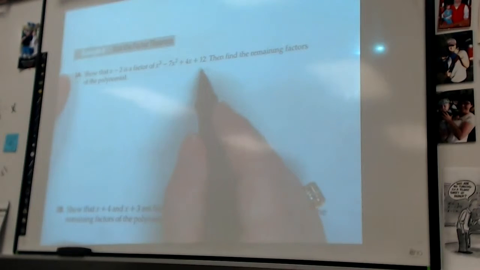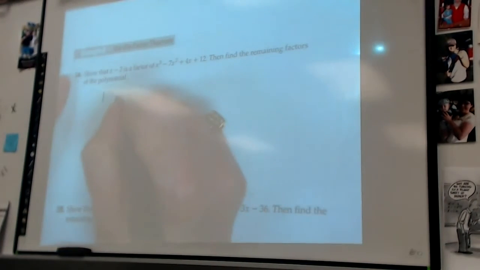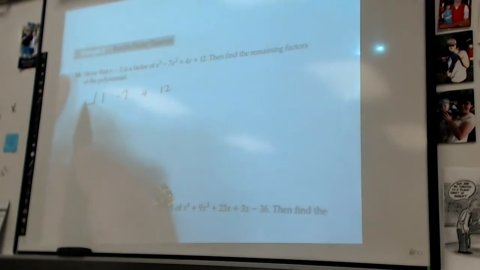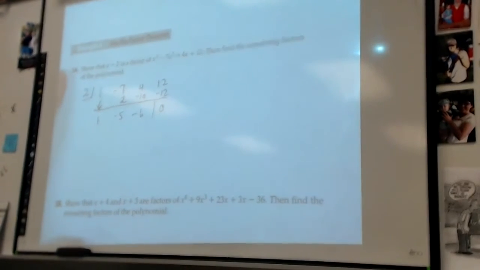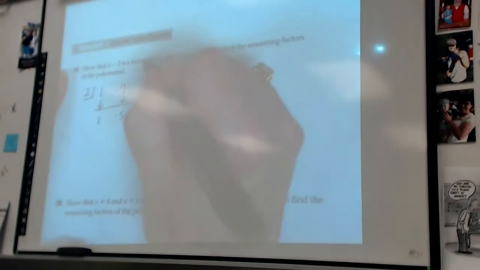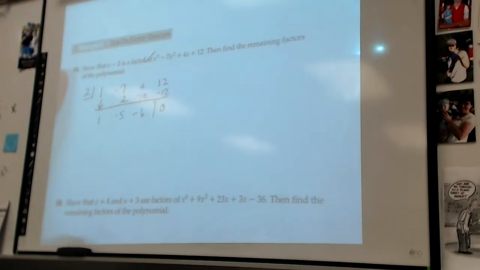Any missing terms? No. So bring down your coefficients. What's going to go right here? 2, because we're given a factor, so you would set it equal to 0 and see what x would be, and it would be 2. So that took care of that first statement there. Show that x minus 2 is a factor. Okay, we did that. Then find the remaining factors. Well, we need to know what this depressed polynomial is.